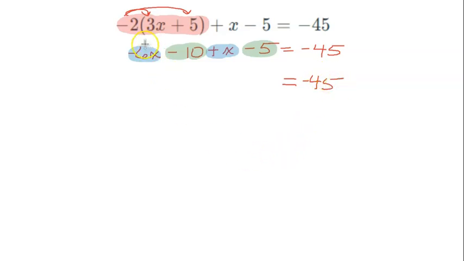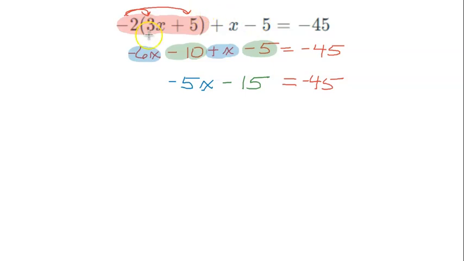So let's combine -6x plus 1x. That's going to be -5x. -10 and -5 added together is going to be -15. So now I have a two-step equation that I can solve.